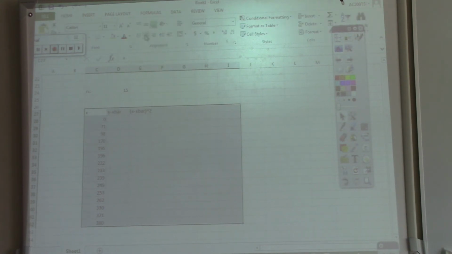And N is X bar. Hmm? N is X bar. No. Mean is X bar. Mean. Median. Mode. Range. Mid-range. Variance. And standard deviation.